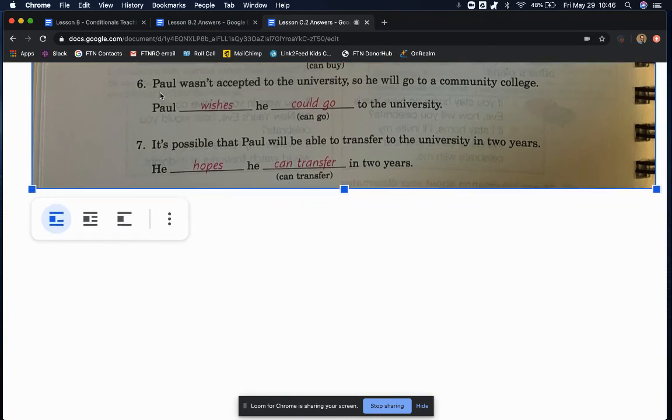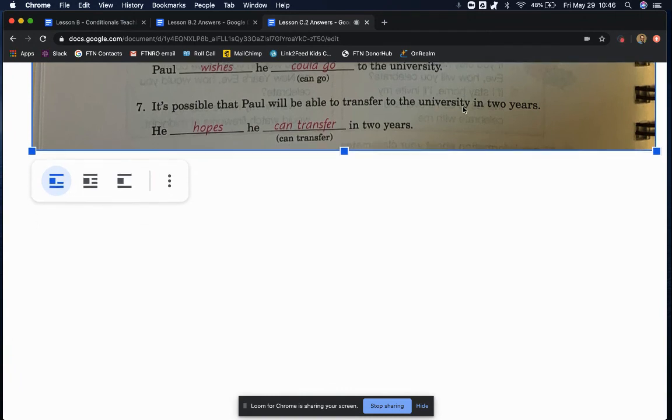Paul wasn't accepted, number 6, to the university, so he will go to a community college. Is it possible for him to go to the university this year? No, he was not accepted. So we're going to talk about he's wishing for something. Paul wishes he could go to the university, okay? But it's not possible, this year at least.